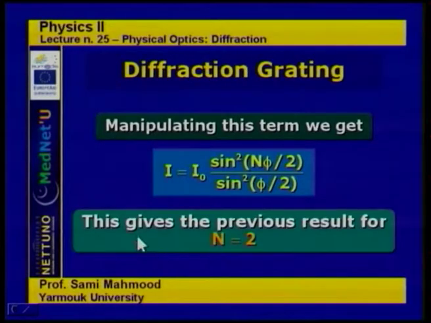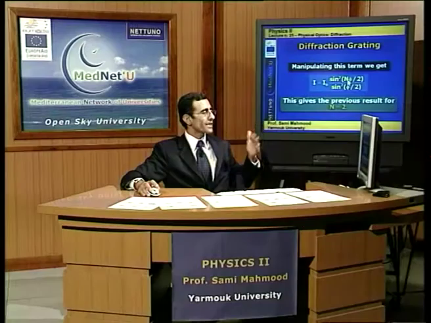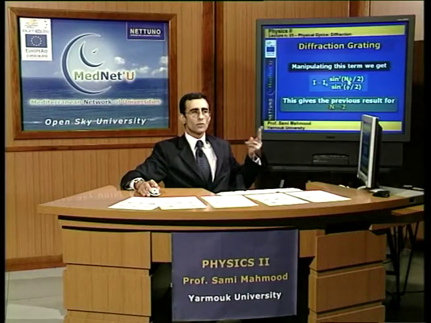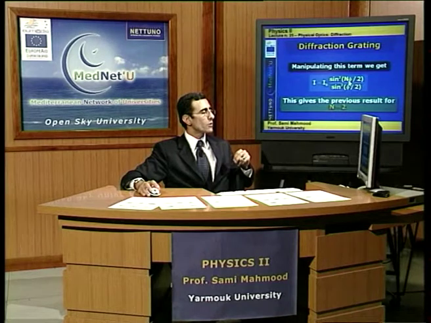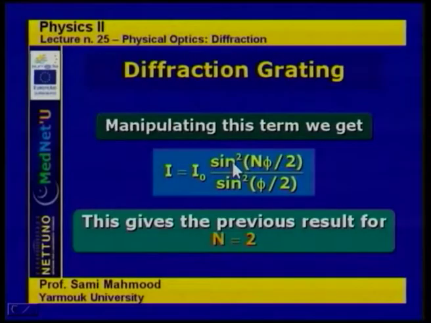Now, this is a general expression that is true for any number of slits. And if we set N equals 2, then this will give us Young's double slit experiment, because Young's double slit experiment is like a diffraction grating with N equals 2. We have 2 slits only. So if we put N equals 2, we will have I equal to I naught times sine squared of phi, because N over 2 is equal to 1, divided by sine squared of phi over 2.